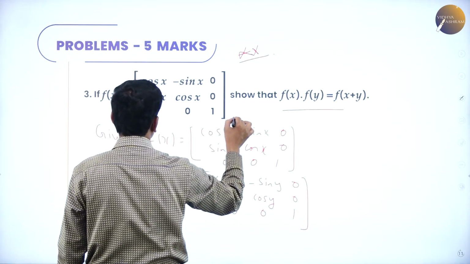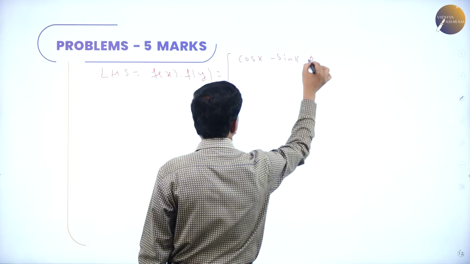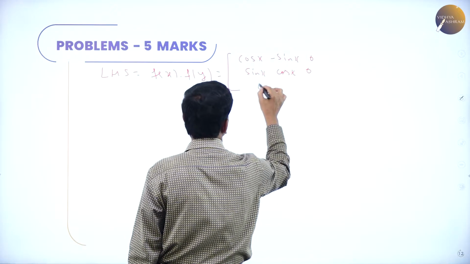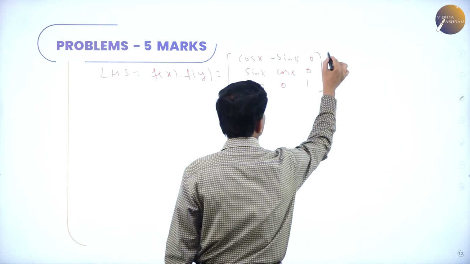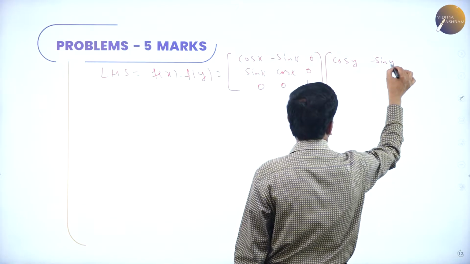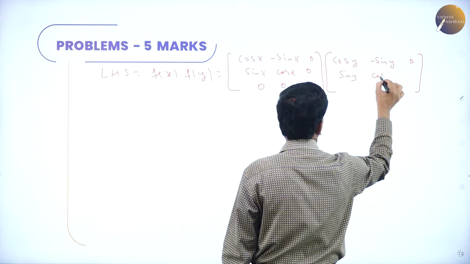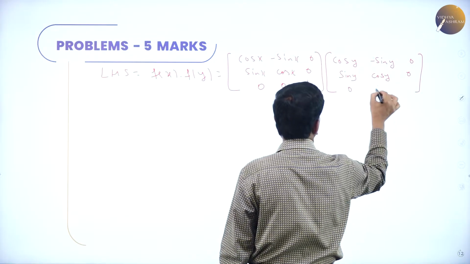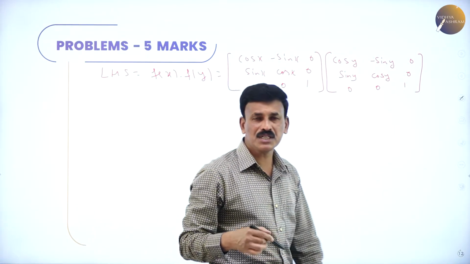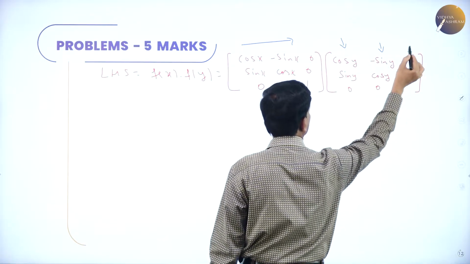What is f(x)? f(x) is [cos x, -sin x, 0; sin x, cos x, 0; 0, 0, 1]. And f(y) is [cos y, -sin y, 0; sin y, cos y, 0; 0, 0, 1]. Okay, this is the left hand side. Now multiply, ordinary as usual matrix multiplication. First row, first column, second column and third column.